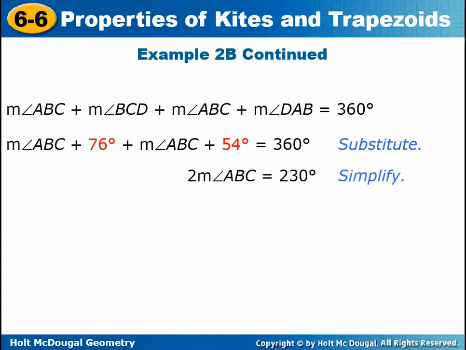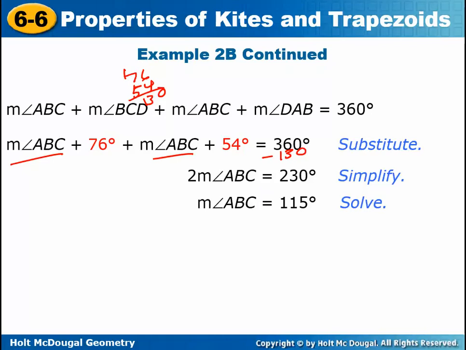So if we subtract what we know from 360, let's see, 76 plus 54 is 130. So if we subtract 130, we get 230. But these are the same. There's 2 of them and they're the same. So we could just divide that, 230 divided by 2, and we'll see that the angle is 115 degrees.